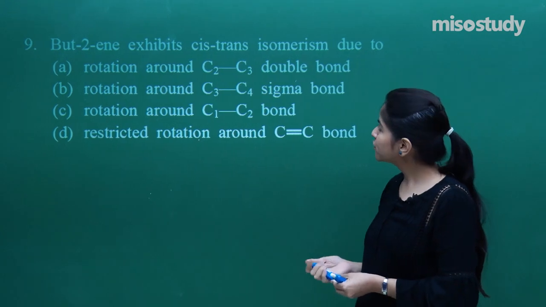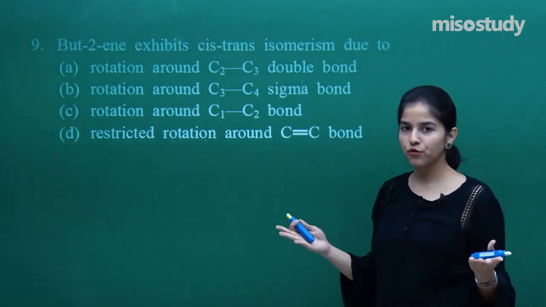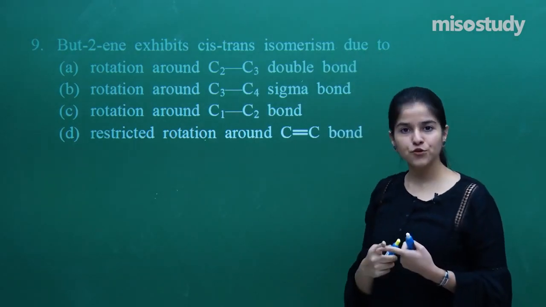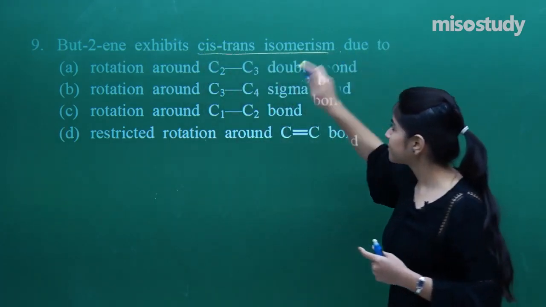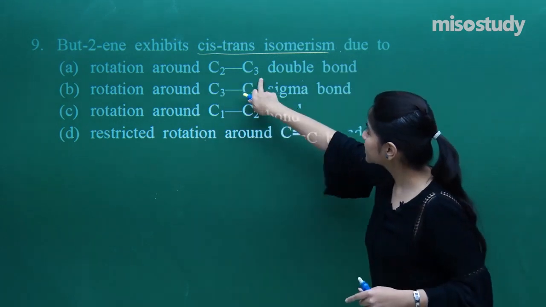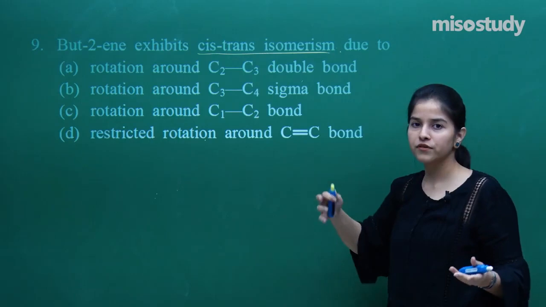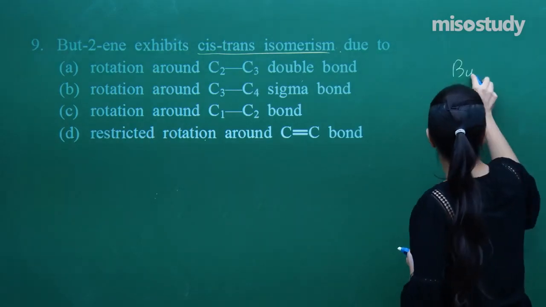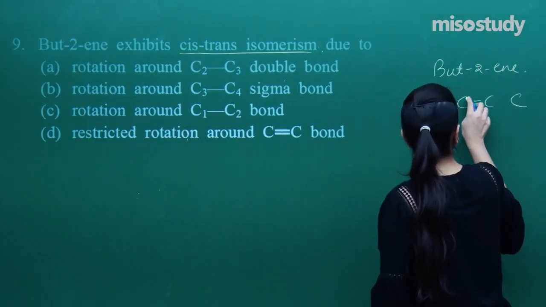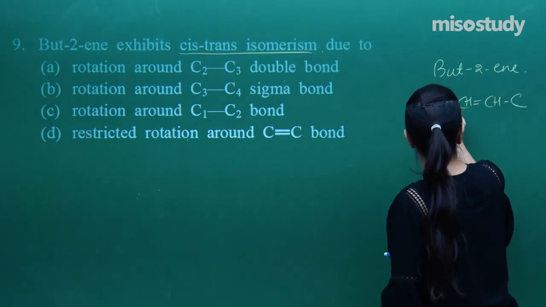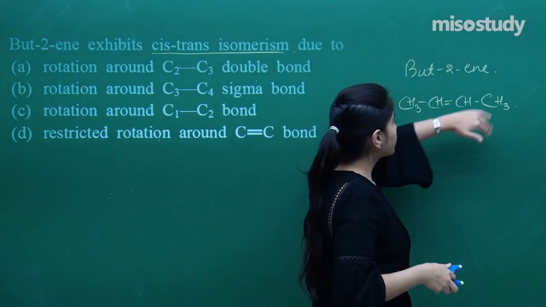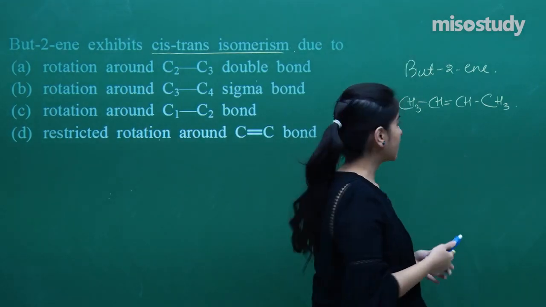Next, butene exhibits cis-trans isomerism. Yes, we do know that. Now they have asked the reason why it is showing this cis-trans isomerism. So first of all, let us draw the structures, because here they have mentioned carbon number 2, 3, 3, 4 and so on, right? So what is butene? I hope everybody knows the structure of it. If not, you can very well deduce it from the name itself.